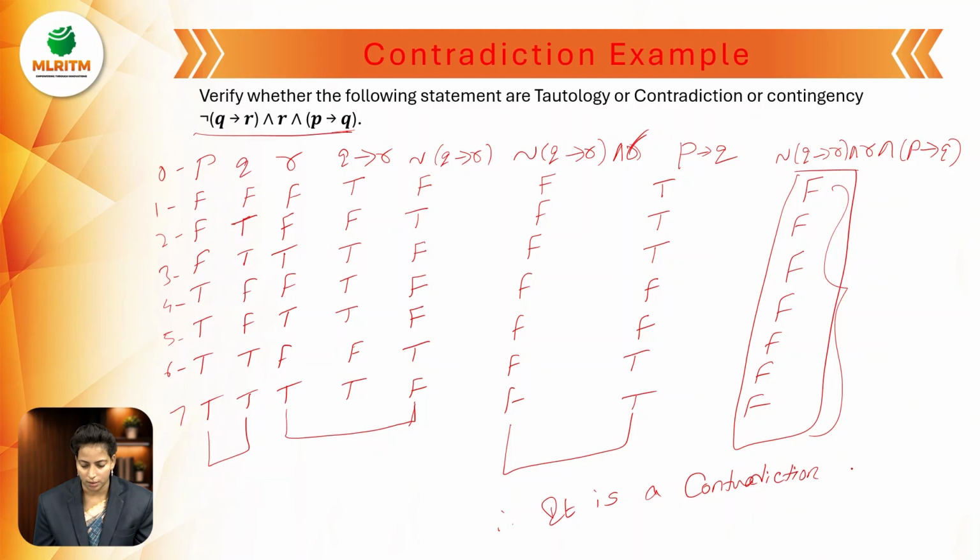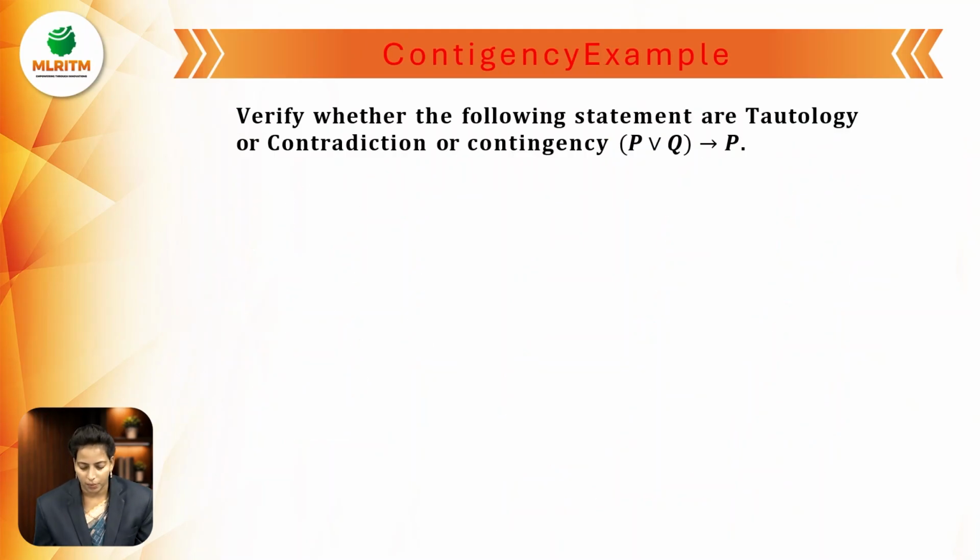Okay, next. What is meant by contingency? Some truth values are true while other truth values are false is called contingency. In the formal definition, neither tautology nor contradiction is called contingency. So, P or Q implies P. So only two variables. We get four possibilities. False false, false true, true false, true true.